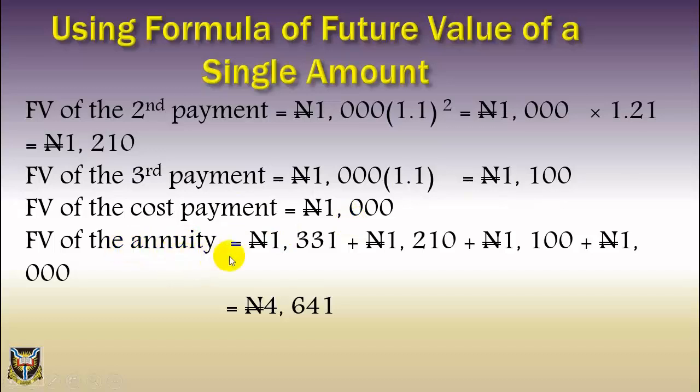FV of the annuity is equal to 1,331 naira plus 1,210 naira plus 1,100 naira plus 1,000 naira, which is equal to 4,641 naira.